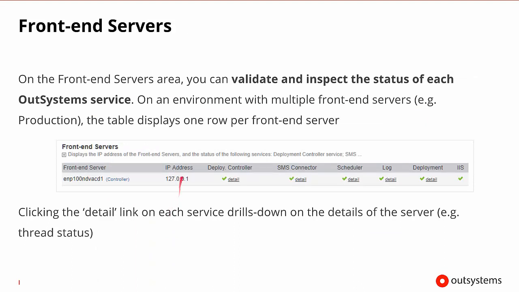If we look at the front-end server area, we can validate and inspect the status of each OutSystems service in each of the front-end servers. And in a particular environment, there may be multiple front-end servers. If there are, the table will have multiple rows. Here we can see for this front-end server, there is a deployment controller, an SMS connector, scheduler service, log service, deployment service, and IIS, all of which are running and have green checks, so they're happy. To get more information about each of these services, we can click on the detail link and get down to the thread level behavior of those services.